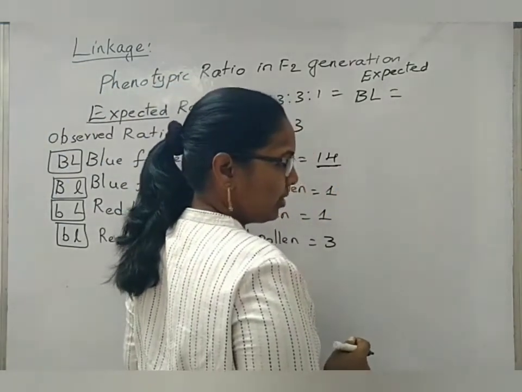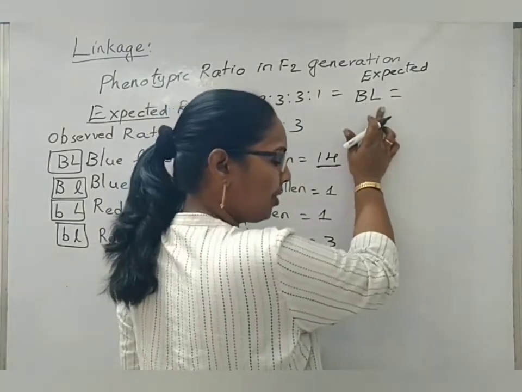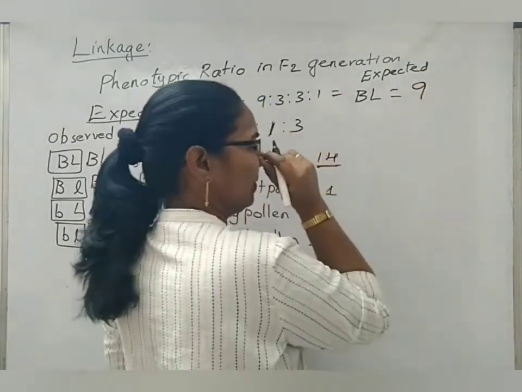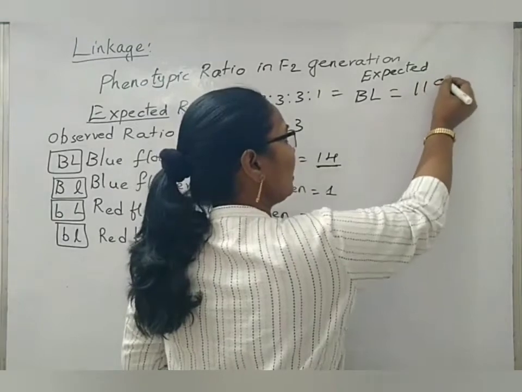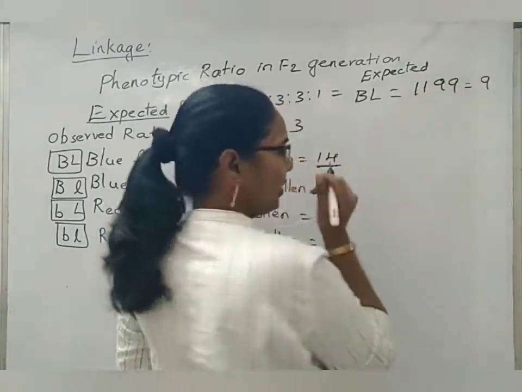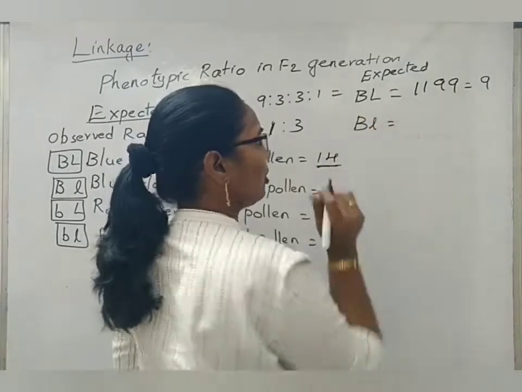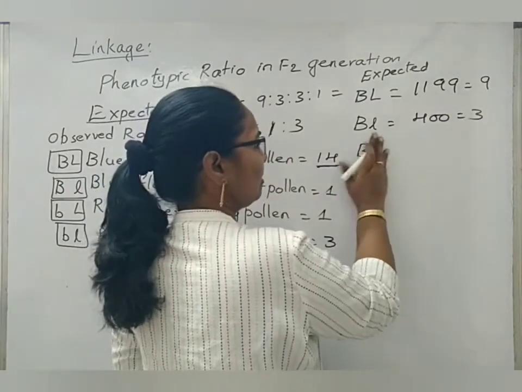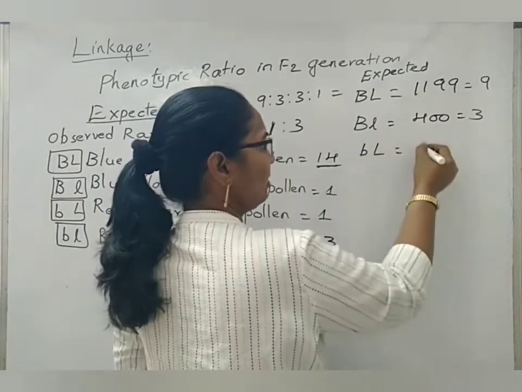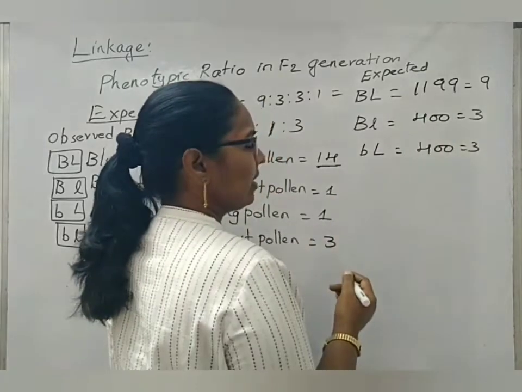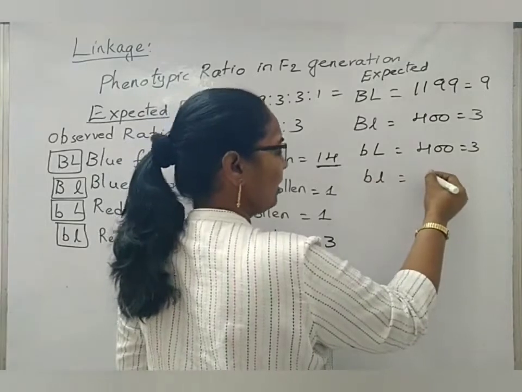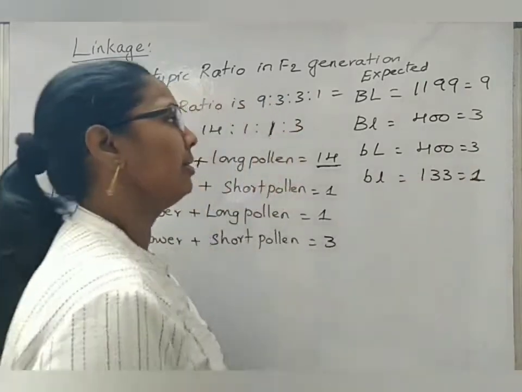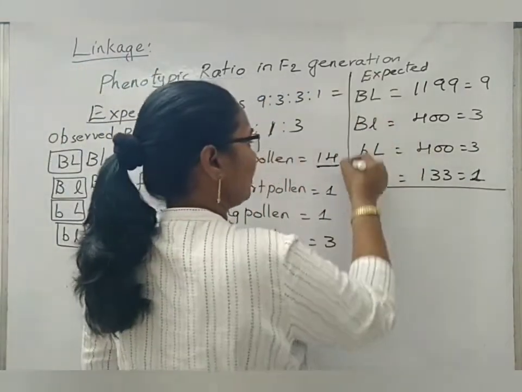According to the 9:3:3:1 ratio, this blue color flower with long pollen, their number out of 2132 should be 1199, which is equal to the ratio 9. Next, blue color with short pollen, this number should be 400, which is equal to 3. And red color long pollen, this number also should be 400 according to the ratio 3. And purely recessive one, its number should be 133, so that we get the last ratio as 1. But the obtained number is different.